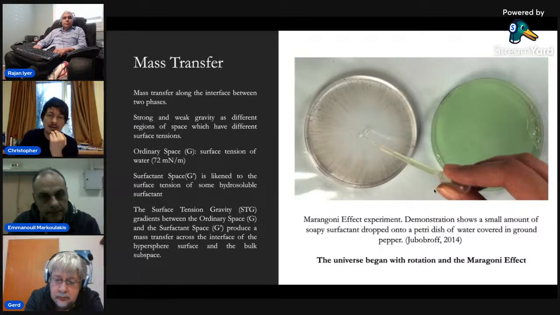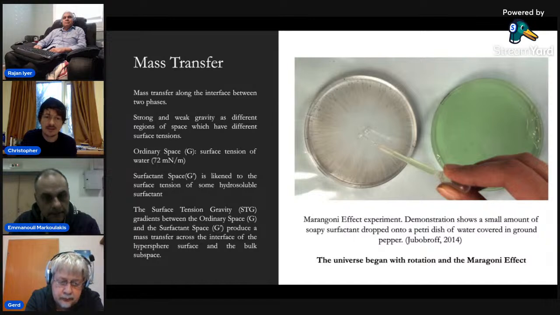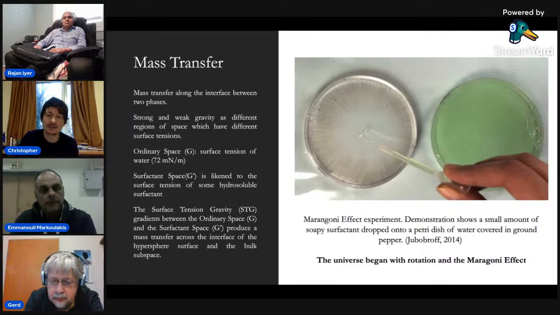So in using this then as an analogy for what could occur at the end of the universe, we would imagine, as I mentioned before, that the surface tension of water is likened to the gravitational force of ordinary space, that being Newton's gravitational constant. Whereas the surfactant space is likened to the surface tension of the washing up liquid in this case. And then the peppercorns would be all the stars and galaxies in the outer sphere of the hypersphere.